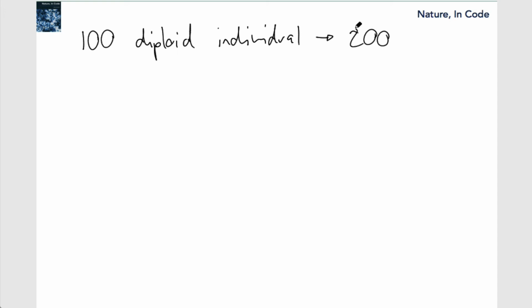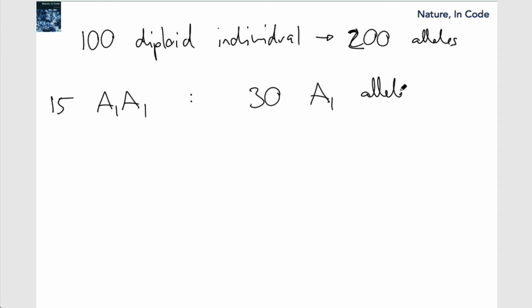So keep in mind we have 100 individuals, and those are diploid individuals. Each individual has 2 sets of genes, right? So we expect 200 copies of the alleles, because we have 100 diploid individuals. Now let's take a look at those 15 A1A1 individuals. How many A1 alleles do they provide? Well, each of them has 2. So they provide a total of 30 A1 allele copies.